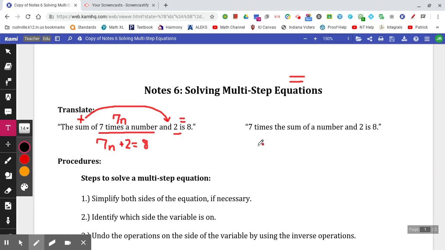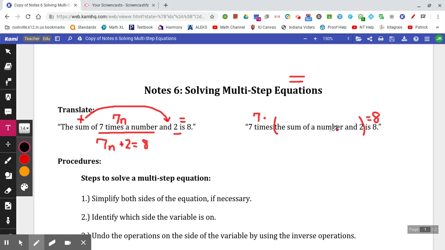All right, now, one that is very, very similar to what we just had, but slightly different. It says 7 times the sum of a number and 2 is 8. Notice the first one started off with the sum of 7 times a number, and this is 7 times the sum. So we're going to take 7 and multiply it by, but I'm not actually going to use the symbol when I write it out as an equation, but I'm taking 7 times all of this. Taking 7 times all of this is 8.